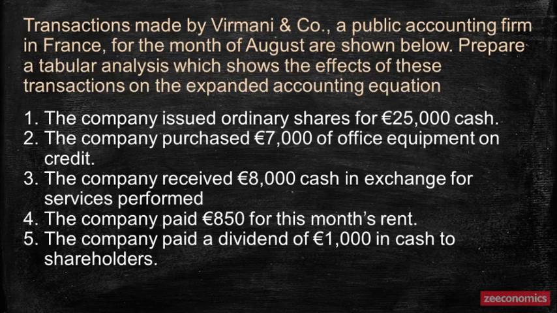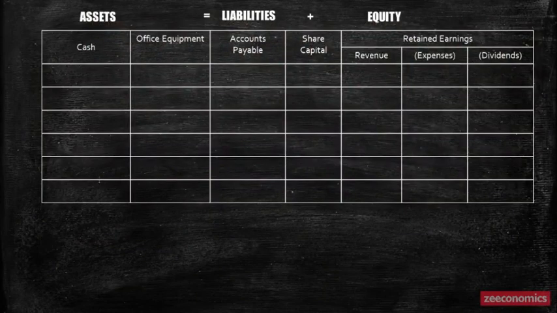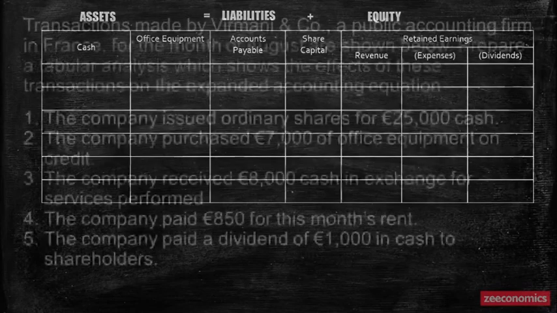Now, we have to create a table like this, which comprises assets, liabilities, and equity, each of which is divided into, for example, assets into cash and office equipment, while the liabilities is divided into accounts payable, and the equity is divided into share capital and retained earnings, which consist of revenue, expenses, and dividends. Now let's get started with the first transaction.